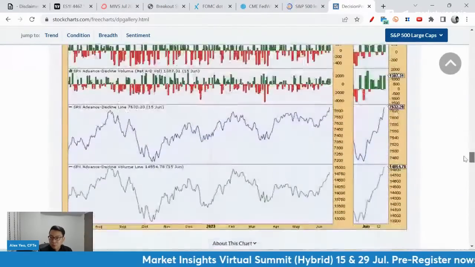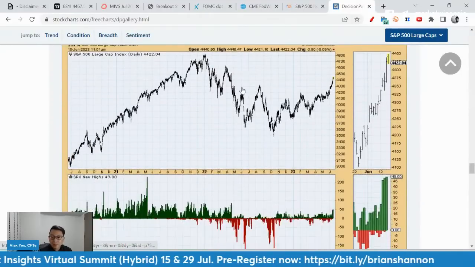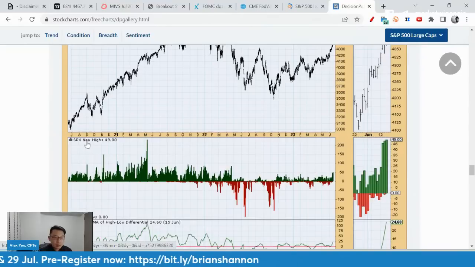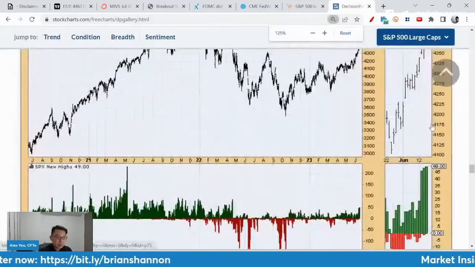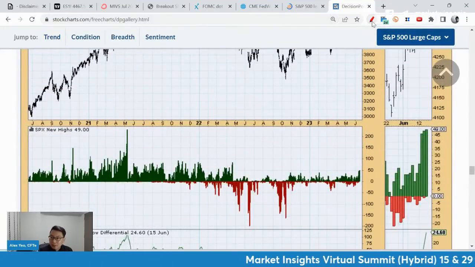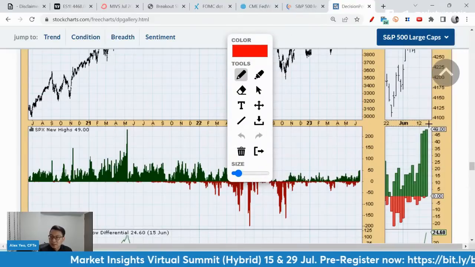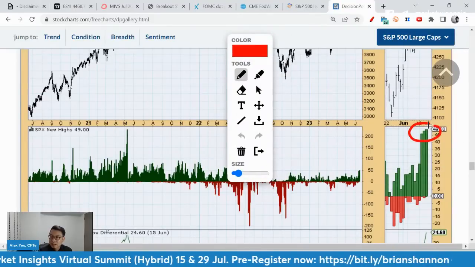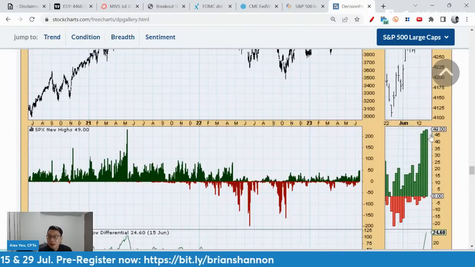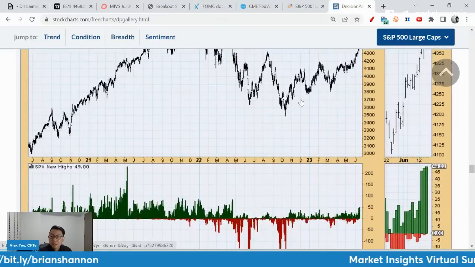So I want to zoom into this net new 52 weeks high. Can you see this S&P new high over here? Let me zoom in. So it's 48 or 49, right? I think this is based on yesterday. You see over here, 49, somewhere around there. So there are 49 new highs in the S&P 500, all-time high.